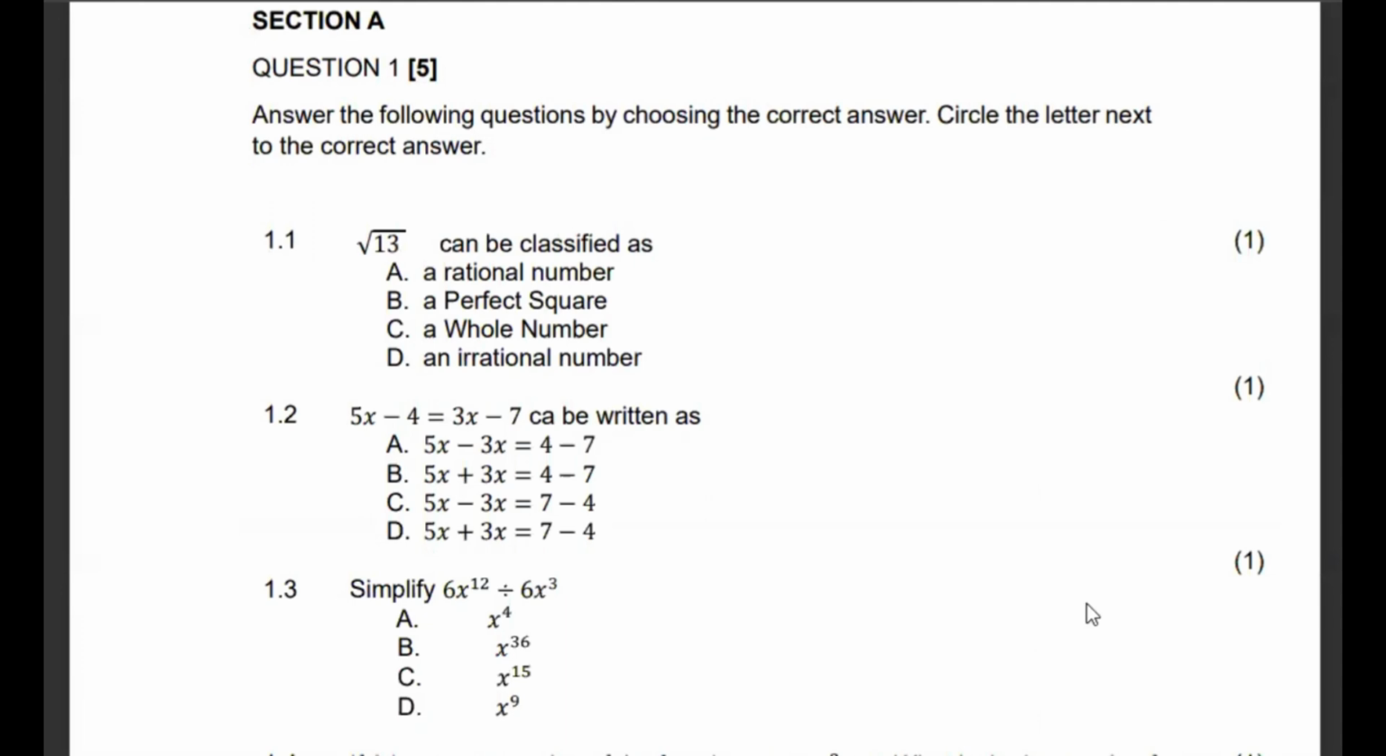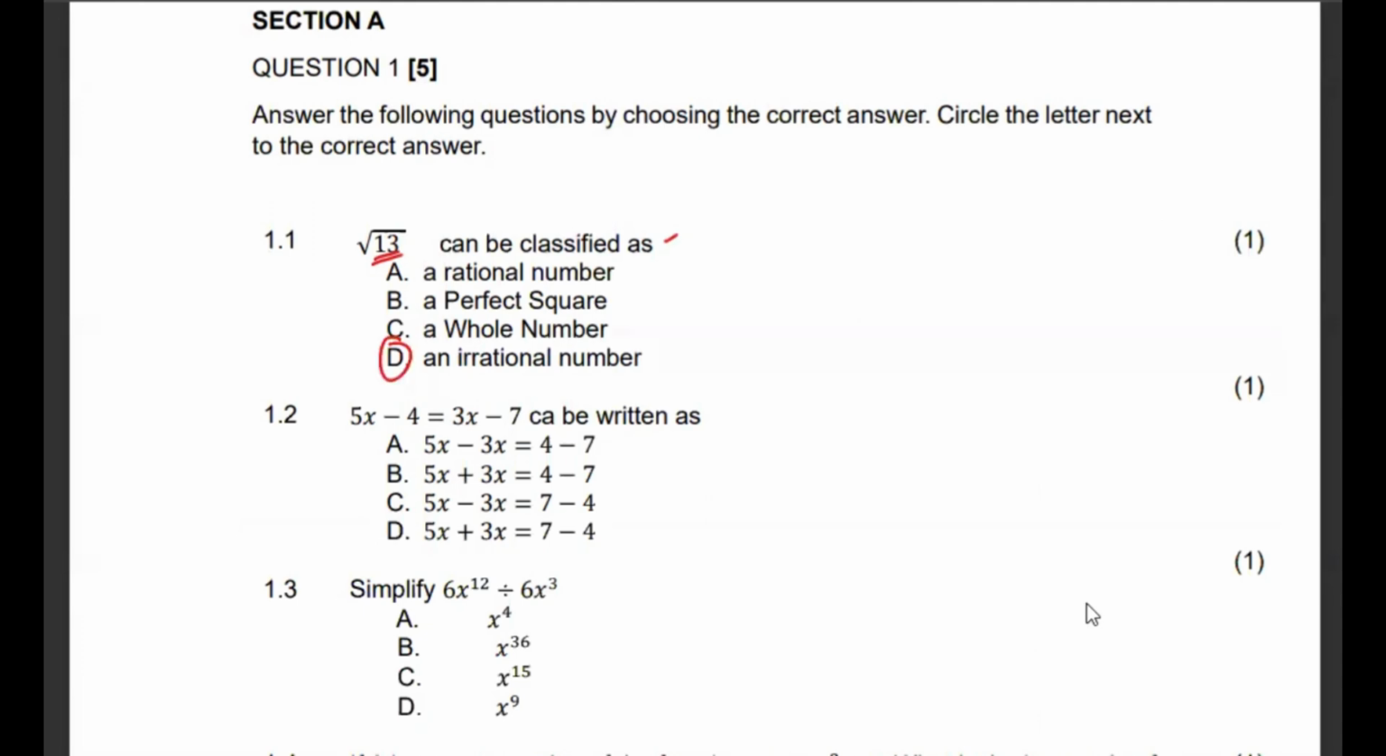Root 13 can be classified as... we know that we cannot find the square root of 13. I mean, the answer can be found, but we're not going to get a whole number. It's going to be something that is non-ending. So in that case, it's known as an irrational number, which is option D.